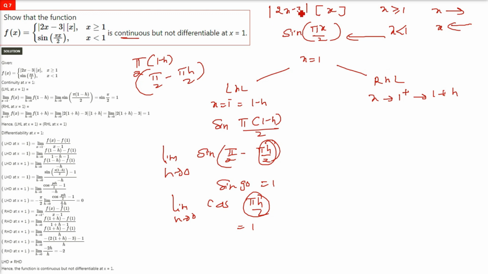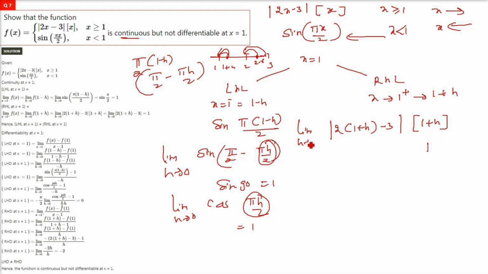Coming to the right hand limit for the continuity at x equals 1, we will put 1 plus h in this mod of 2x minus 3, so 2 times 1 plus h minus 3, and in the greatest integer function, we are going to put x as 1 plus h. Now you have to know the property of the modulus and the greatest integer function. So this is 1, this is 2, 3. In the greatest integer function, whichever value is between 2 and 3 will go to 2, and whichever value is between 1 and 2 will go to 1. So 1 plus h means a very small value added to 1, so it will always go to 1. The greatest integer function will give you a result of 1.